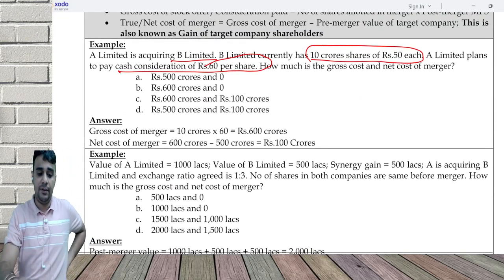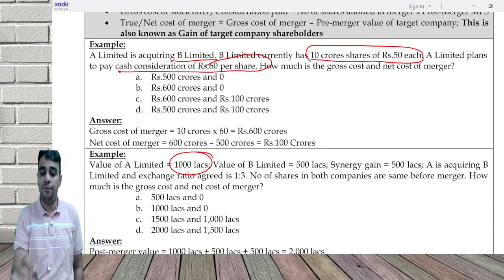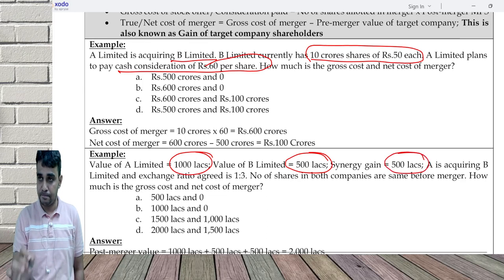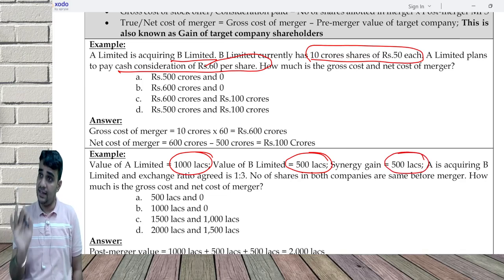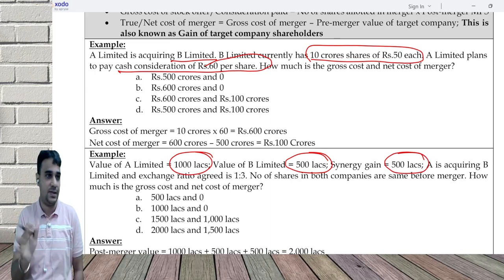Let's look at this example. Value of A Limited is 1000 lakhs. This is a very tricky example. Value of B Limited is 500. Synergy gain. Normally, I said synergy gain will be taken at PAT. In this question, PAT is not possible because there's no PE multiple, no EPS, nothing is there.